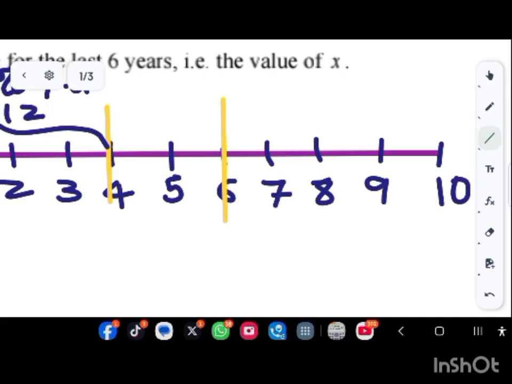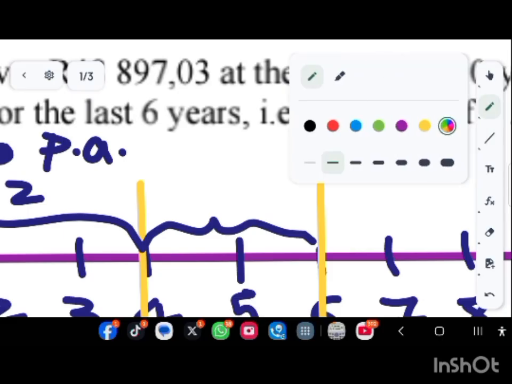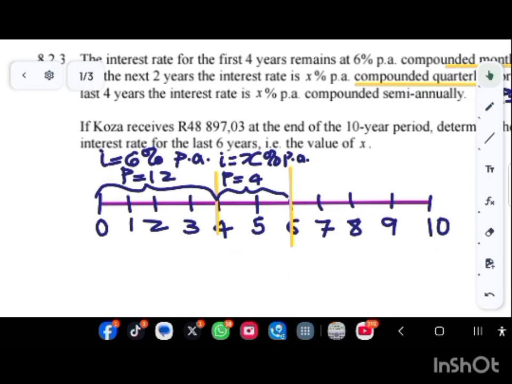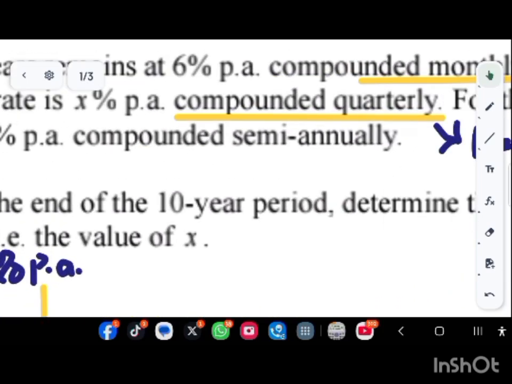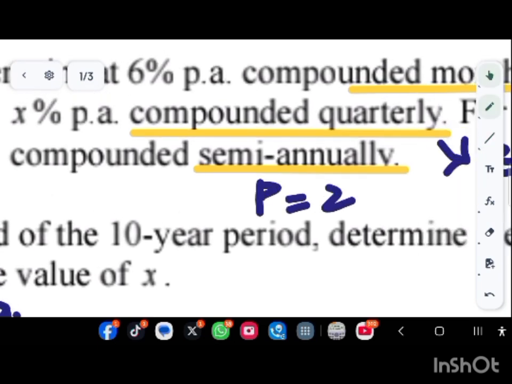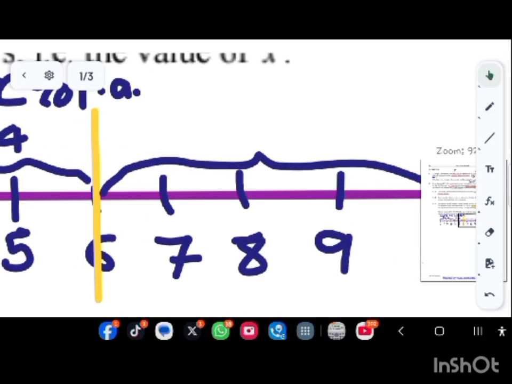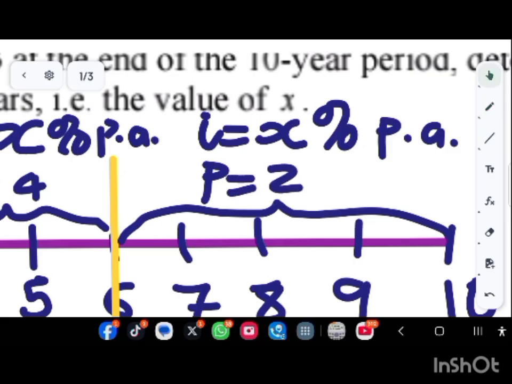The next 2 years, interest rate of X% per annum. It's compounded quarterly, so small p is 4. And then lastly, the last 4 years, the interest rate is X% per annum, compounded semi-annually, meaning twice a year. So small p will be 2. And that is X, same interest rate, just compounded differently.